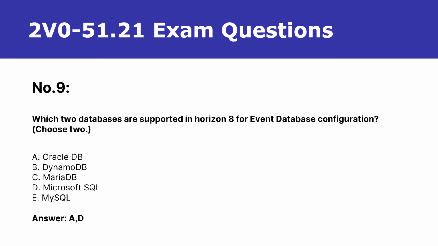Number 9. Which two databases are supported in Horizon 8 for event database configuration? Choose two. A. Oracle DB. B. DynamoDB. C. MariaDB. D. Microsoft SQL. E. MySQL. Answer A, D.